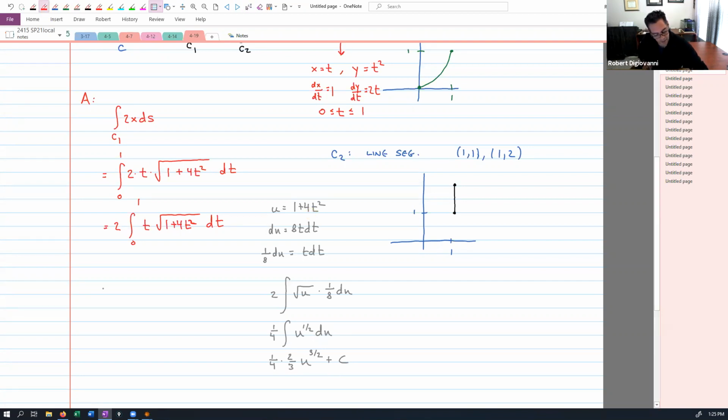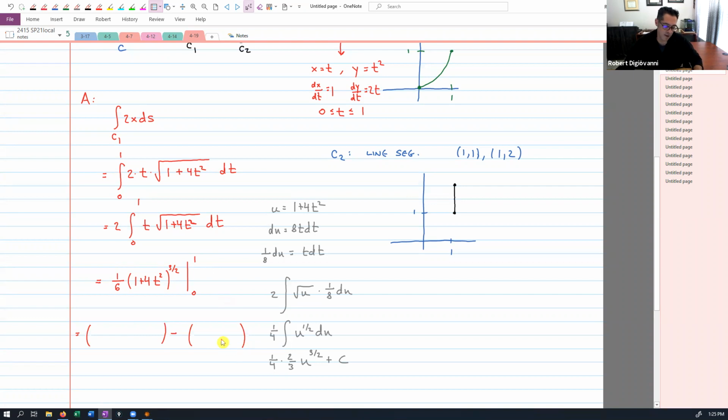All right, so this is going to become, let's see, 1/6, because I reduced this, this is 2/12, so that's 1/6, times u, which is 1 plus 4t squared, to the 3/2, evaluated from 0 to 1. Questions? Equals.